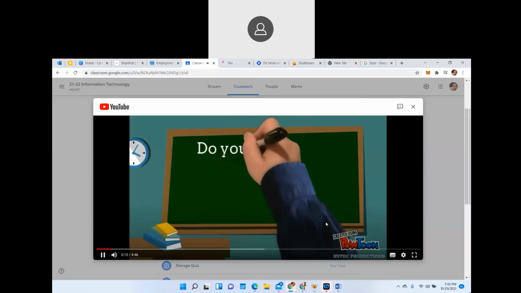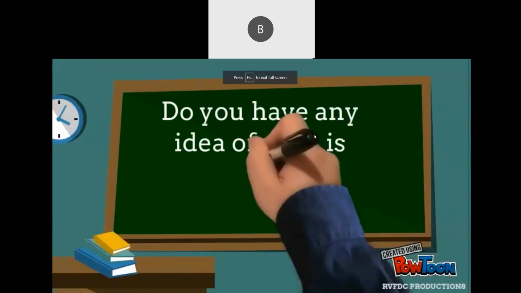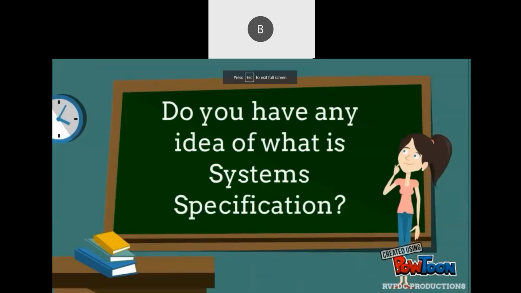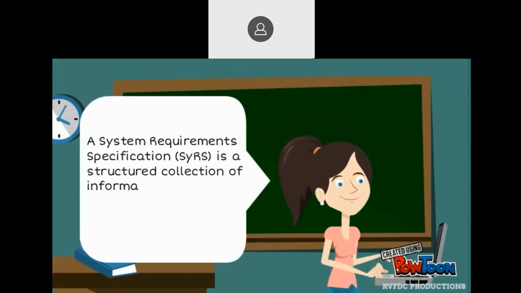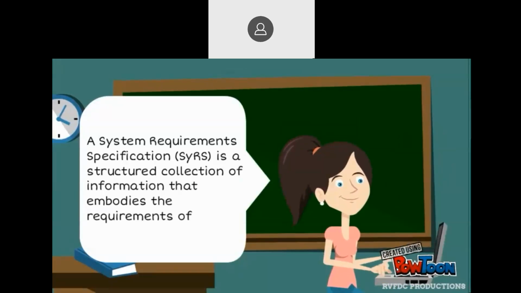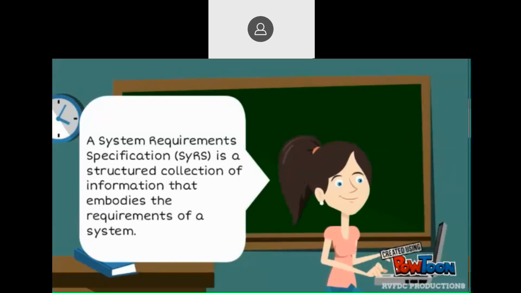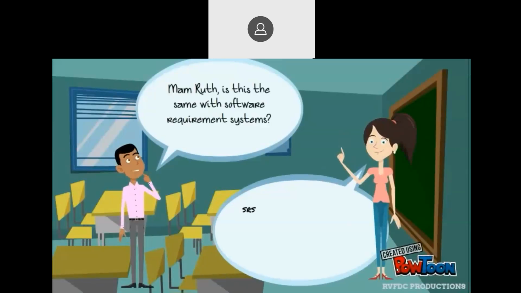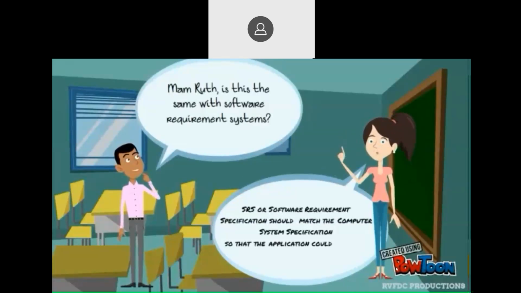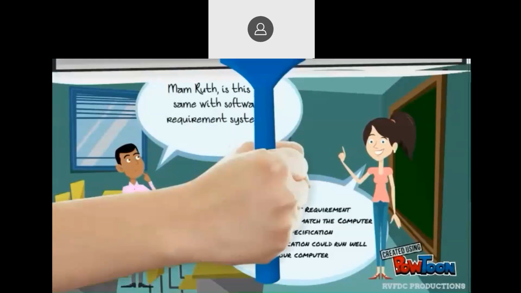Yes, sir. Okay, do you have any idea of what is system specification? A system requirement specification, or SYRS, is a structured collection of information that embodies the requirements of a system. SRS, or Software Requirement Specification, should match the computer system specification so that the application could run well in your computer.